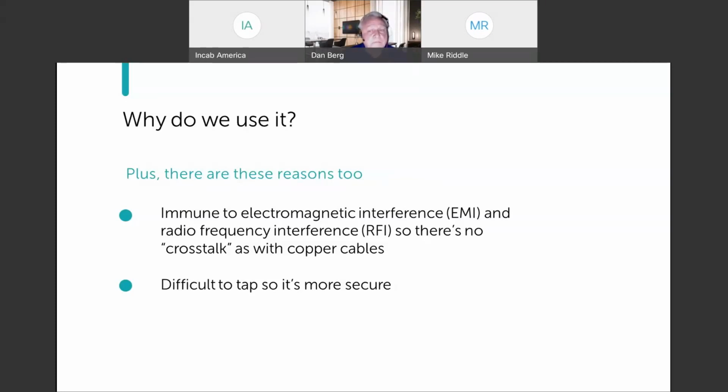Also, it's more secure. Fibers do not radiate energy. The energy within them is difficult to detect. The fiber would have to be physically modified or tapped to obtain the signal.